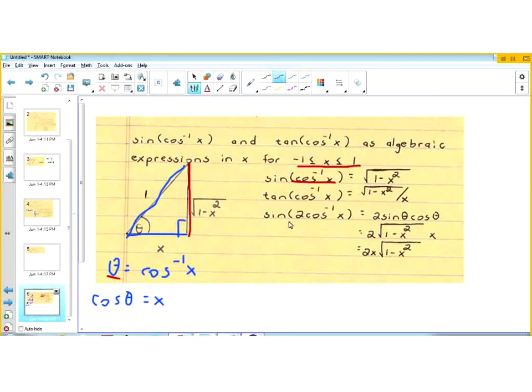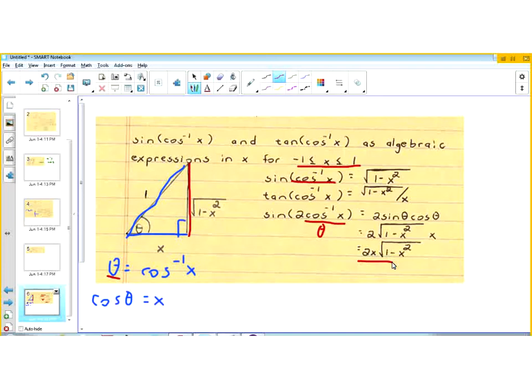And then how about the sine of 2 cosine inverse of x? Well, since cosine inverse of x is just theta, we can use the double angle formula to replace sine of 2 theta with 2 sine theta cosine theta. And then we plug in the value for sine theta, plug in the value for cosine theta, and we get this result. Okay, so an interesting exercise. Of course, there will be numerous web-assigned problems dealing with this.